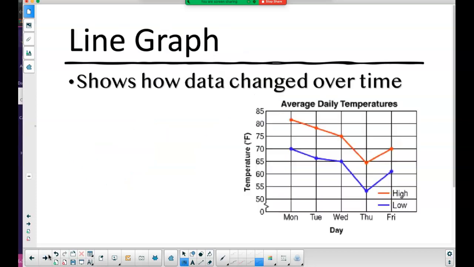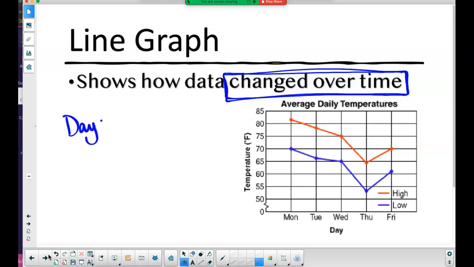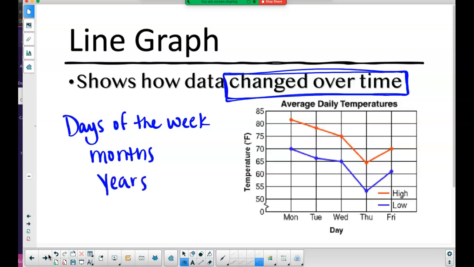All right, the next one is a line graph. A line graph shows how data changed over time. The most important thing here is you're showing change over time. Okay, so whether that be days of the week, months, years, you're looking at change over time. Okay, so in this particular graph, it's average daily temperatures. It's showing the temperature each day of the week.